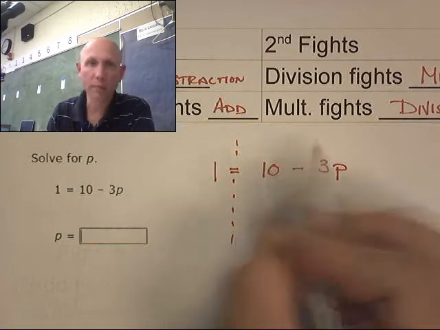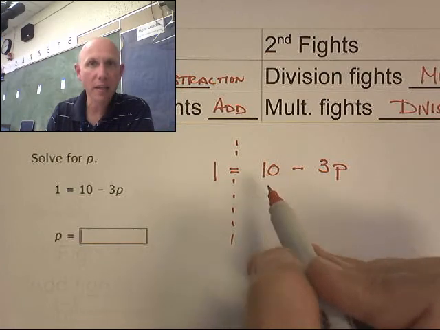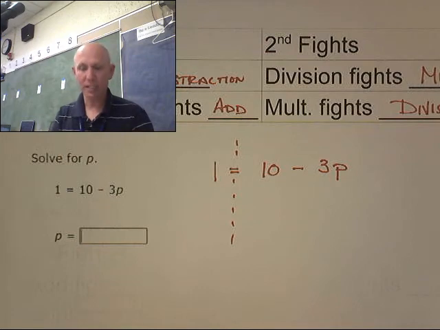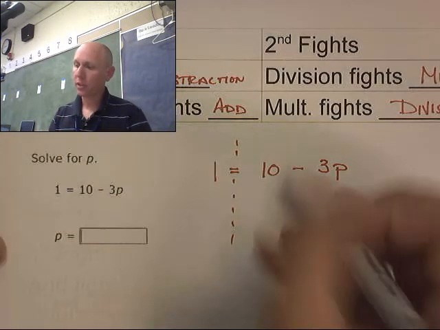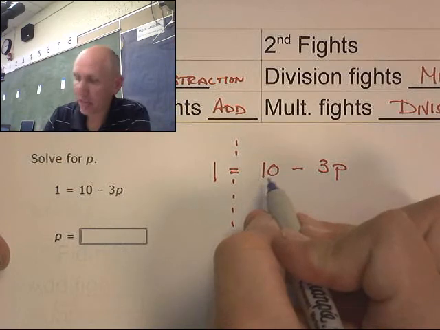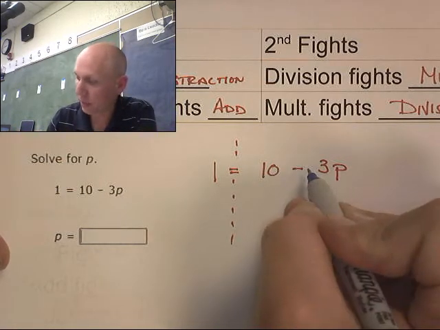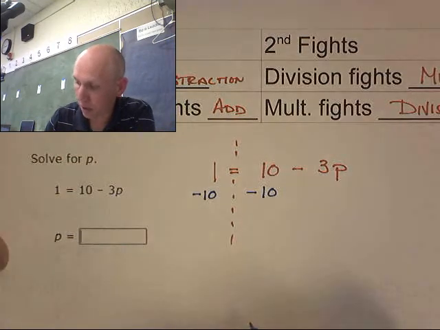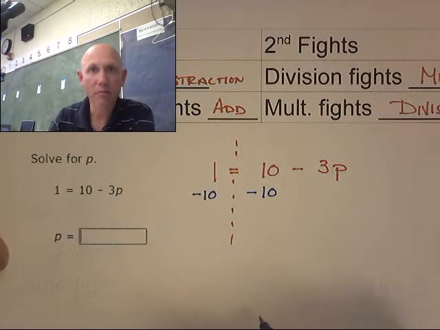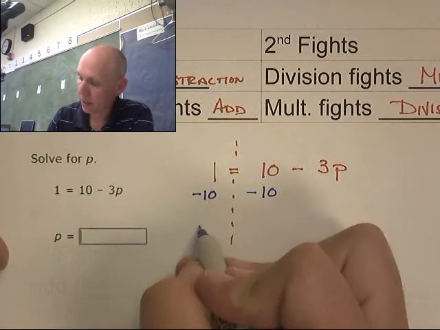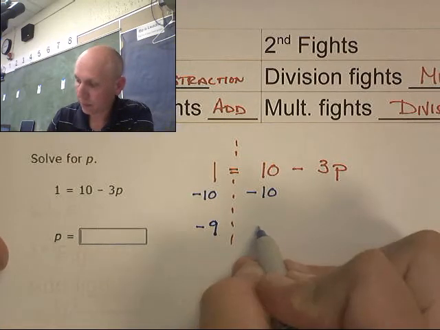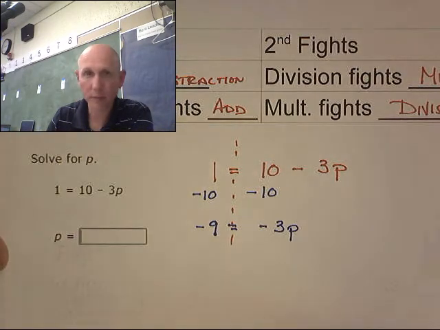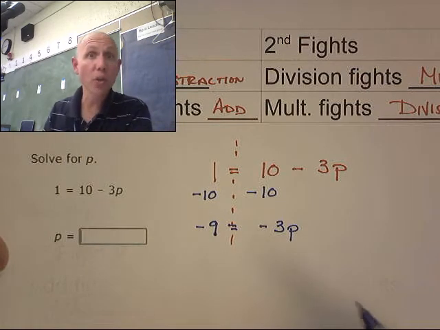Okay, well, what is the 10 doing? Well, he's a positive 10. So I'm going to fight a positive or an adding 10 with a subtracting 10 or a negative 10. I'm going to fight this 10. Imagine there are 10 pounds on this side of the teeter-totter. I'm going to take 10 pounds off the teeter-totter. That's going to give me 9 pounds over here. And I'll be left with negative 3p over here. And now it's turned into a 1-step equation.